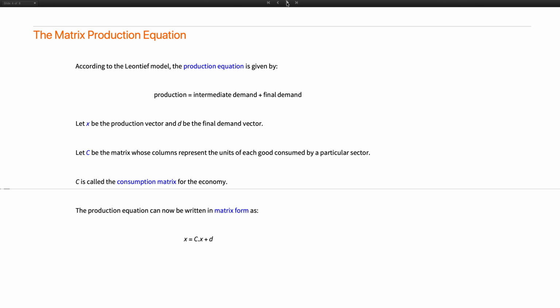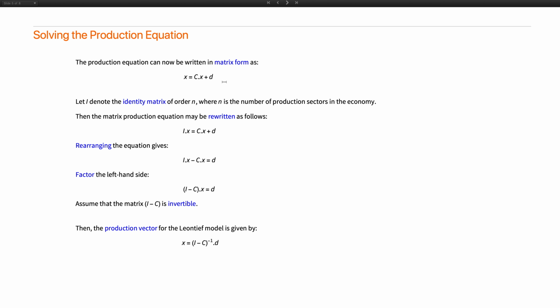Now, having put that down, the next question is, how do we solve that equation? Here's the matrix equation. We begin by letting I be the identity matrix of order n, where n is the number of production sectors. So I can write I times x equals C times x plus D. You move the C times x to the left-hand side, like I've done here, and factor it. Then, assuming that this matrix is invertible, you get a nice formula for the production vector: x equals the inverse of (I minus C) times D, the final demand vector. So that's the final solution for the input-output model.